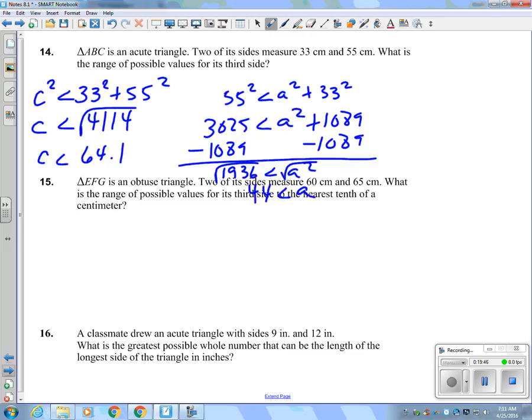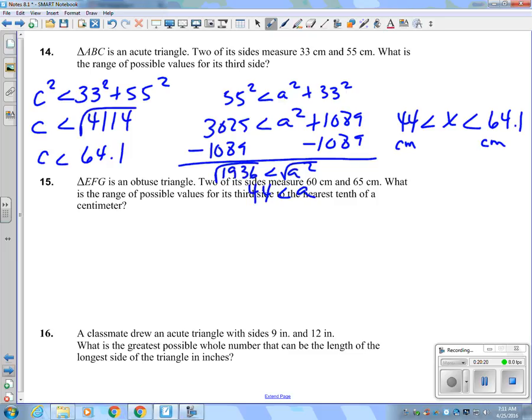That came out exact. So what this is telling me is somewhere between 44 and 64 are all the numbers that can work for either A, B, or C to come out to be an acute triangle. So 44 is less than my side is less than 64.1 are my measurements that it would have to fall between.